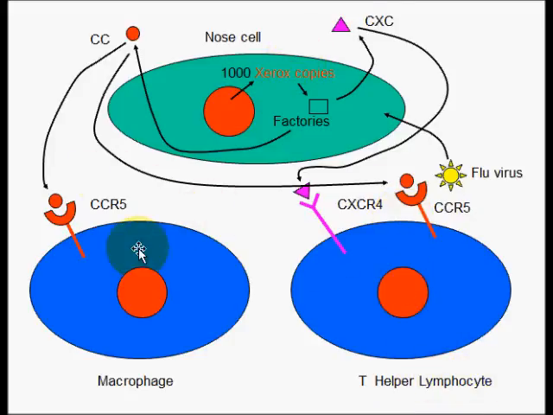And this is really important to know: the macrophage has only CCR5, something you're going to want to study, and T helper lymphocytes have CXCR4 and CCR5. So you're going to want to keep these straight. This is a repeating theme in this class, and when we start talking more about the biology of HIV, these are going to become particularly important.